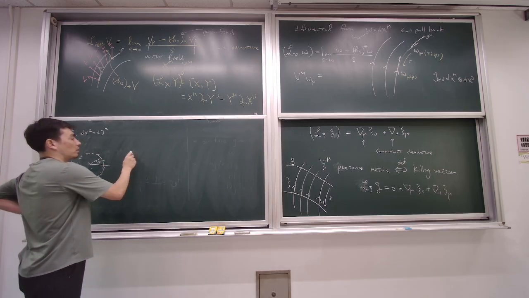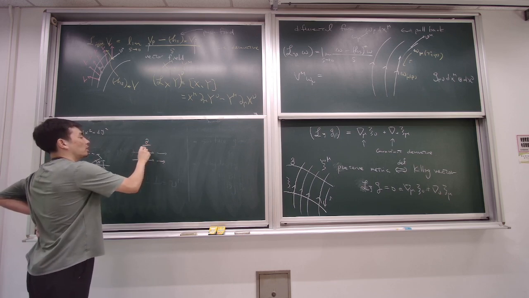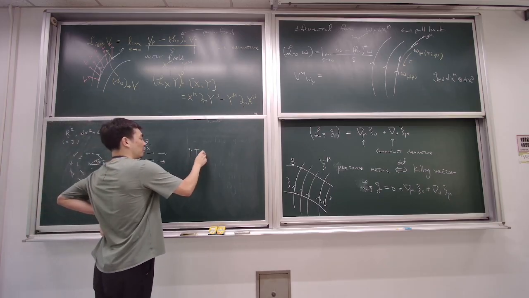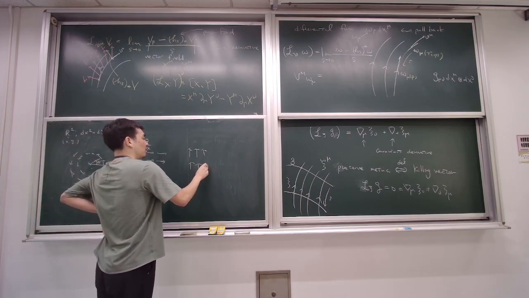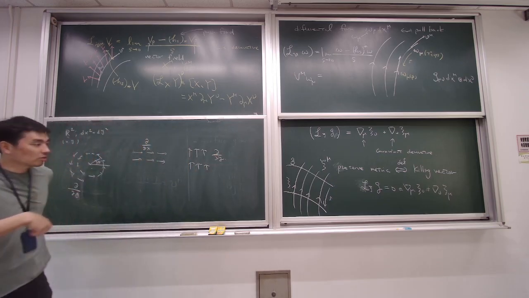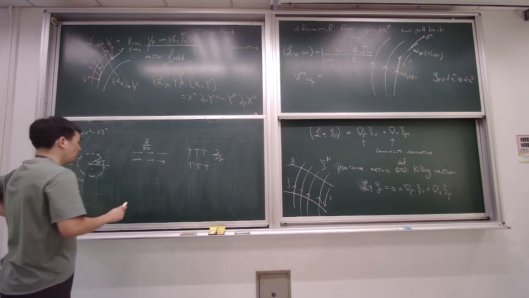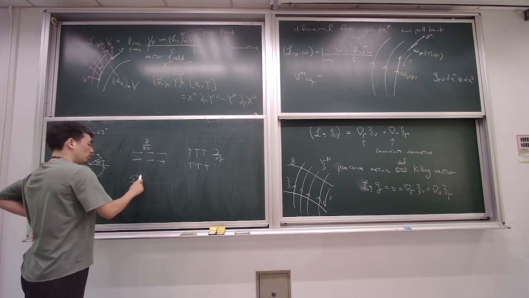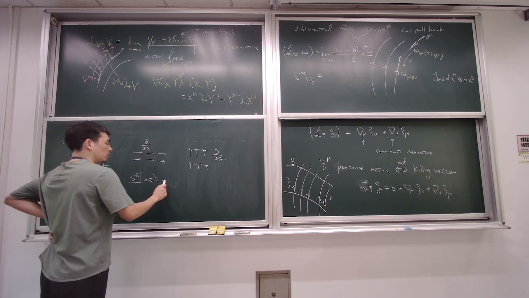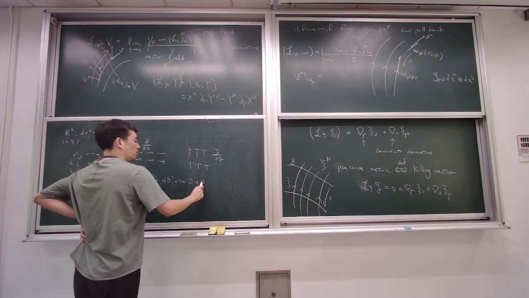Or just a constant translation, so d/dx or d/dy. That also does not change the metric. That's also the case. In the case of S2, with the standard metric, ds squared is d theta squared plus sine squared theta d phi squared.